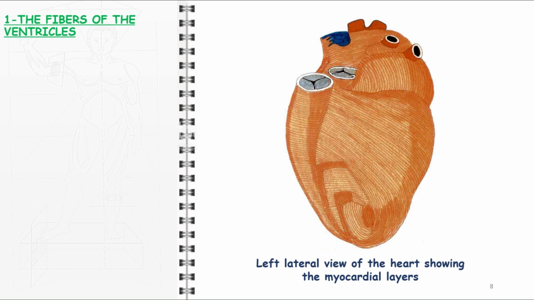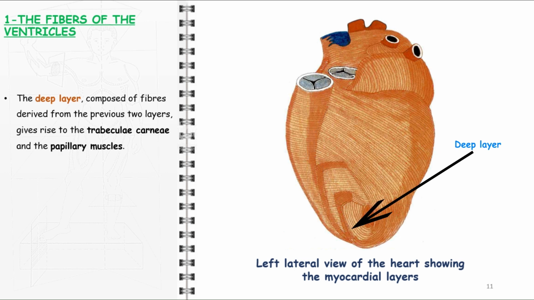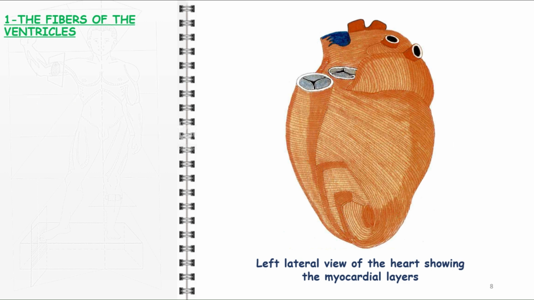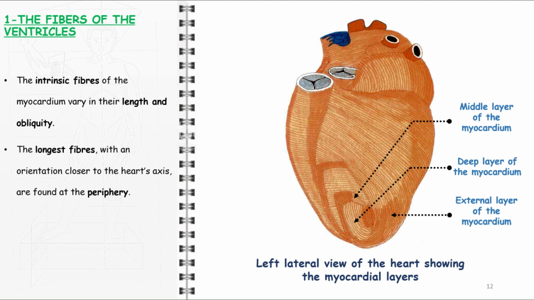The middle layer, which is the thickest, contains arciform bundles specific to each ventricle, contributing to the chamber-specific contractile function. The deep layer, composed of fibers derived from the previous 2 layers, gives rise to the trabeculae carneae and the papillary muscles. The intrinsic fibers of the myocardium vary in their length and obliquity. The longest fibers, with an orientation closer to the heart's axis, are found at the periphery. And the shortest fibers form the deepest layers of the myocardium.